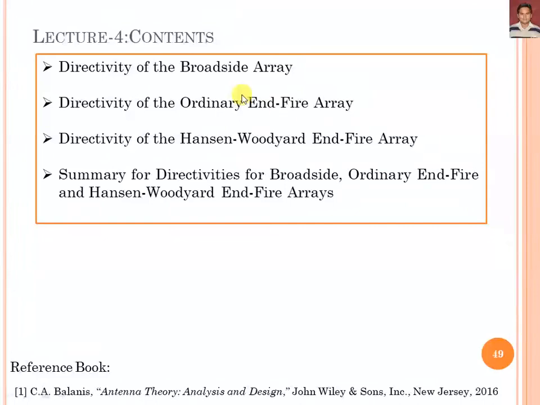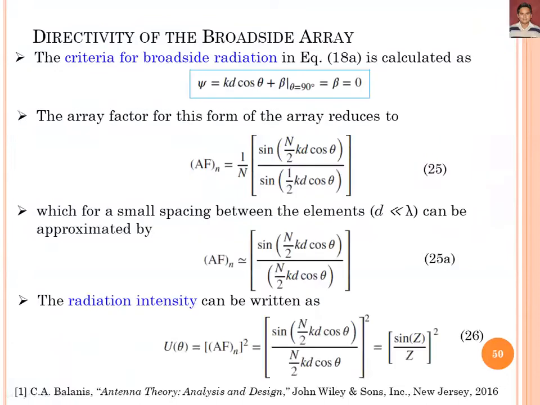The following content will be addressed during this entire lecture. We have to calculate the directivity of the broadside array, the directivity of the end-fire array (ordinary end-fire array), the directivity of the Hansen-Woodyard array, and finally summarize the directivity of the three: broadside, ordinary end-fire, and Hansen-Woodyard end-fire arrays. This book is considered to prepare the content of this lecture 4 of the antenna array series.